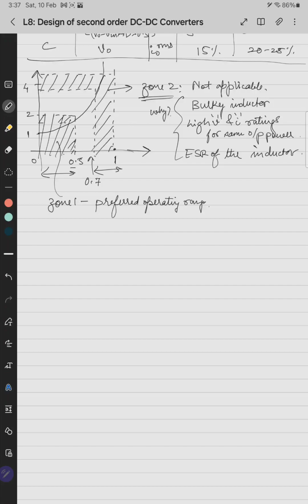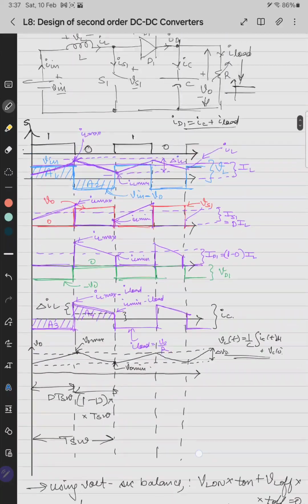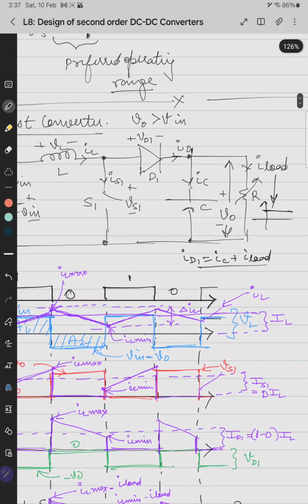Then the device rating: if the input-output current is 100 is to 10, it means the input current is very high because the voltage is very low. Where is the device kept? The device, meaning the switch, is kept near the inductor, which means the switch will need 150 volt to 120 ampere. That's why there is a requirement of very high ratings of a switch.